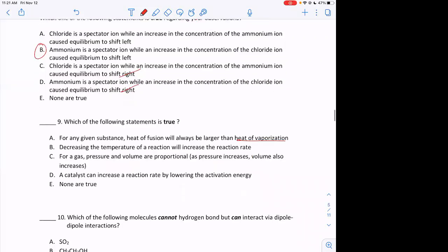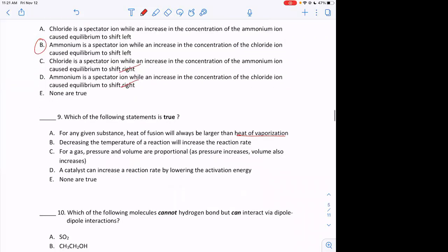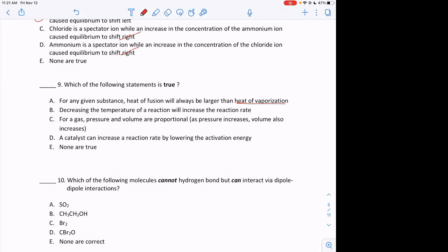Heat of fusion will not be larger. So A is not true. Okay, B, decreasing the temperature of a reaction will increase the reaction rate. What do y'all think about that? Yeah, false. You got to increase the temperature to increase the reaction rate.